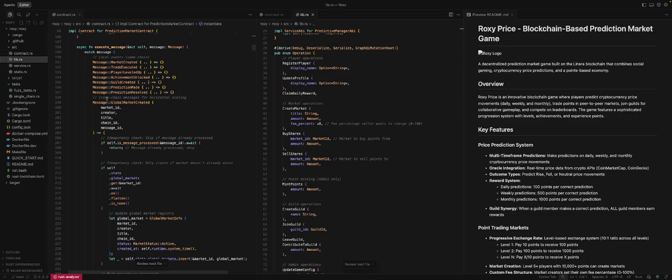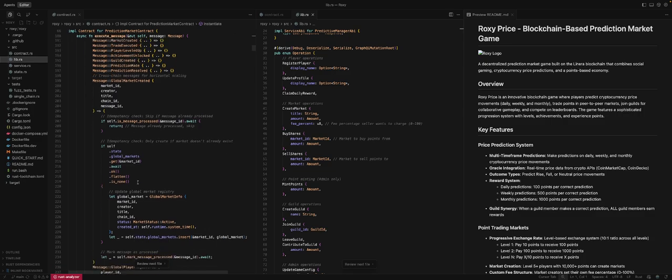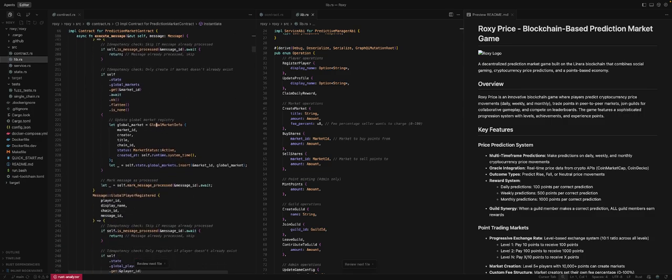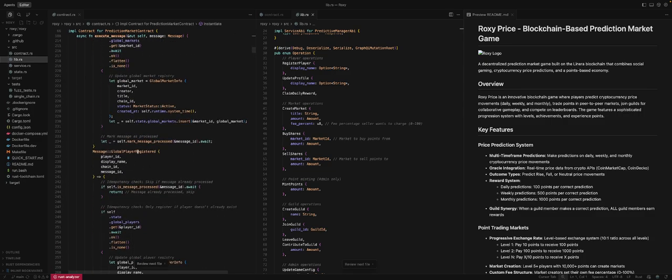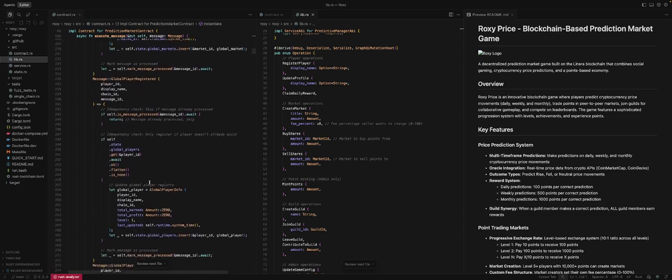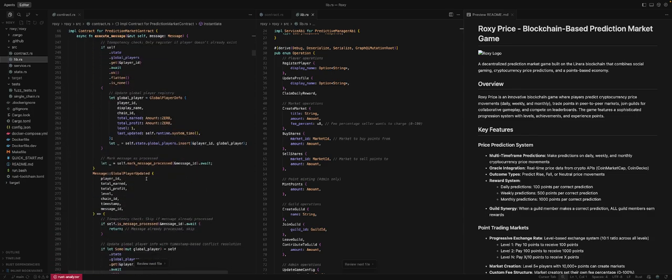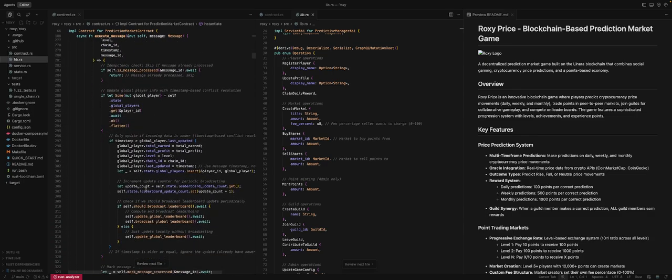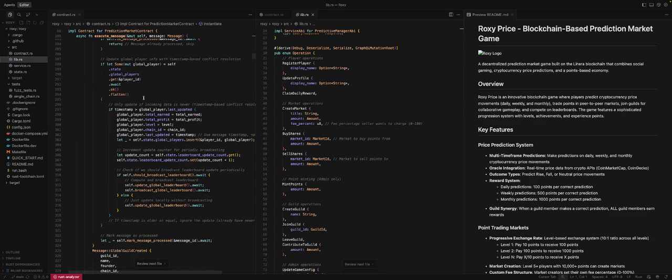So as it starts from here, message global market creation. Whenever you create a market, every player will see that a certain player has created a market. And it continues: market info, player registered, player info, player updated, it keeps on continuing, and you can now reach up to here.